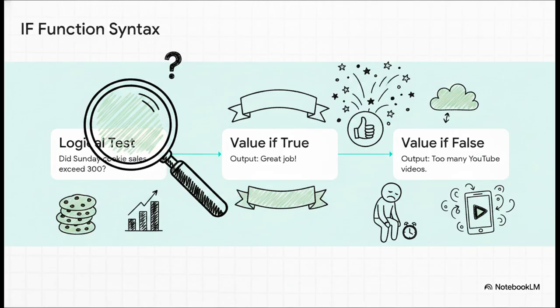Then, step 3 is the value if false. If the sales did not exceed 300, what happens then? We tell it to output, you're making too many YouTube videos. By feeding these exact 3 arguments into the IF function, your spreadsheet acts just like a smart assistant, evaluating data and giving you immediate customized feedback.